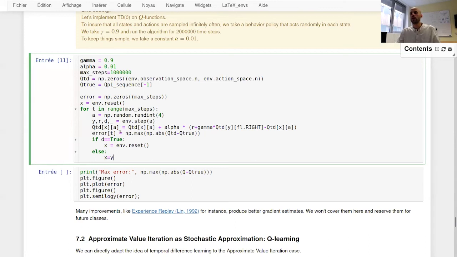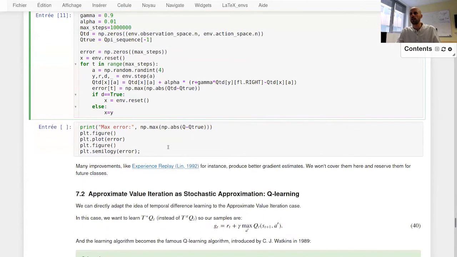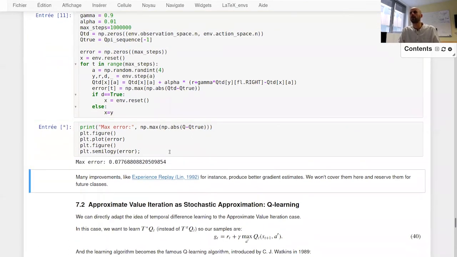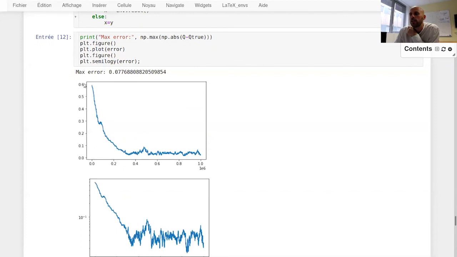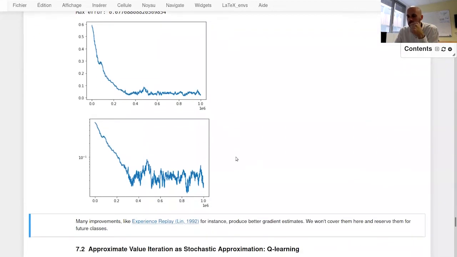So while I was talking, the computation is finished. I will just plot the maximum error we make after learning. So this is in the order of 10 to the minus 2. And here is the plot of the error decreasing between Q true, which was computed with the model, and the Q that is actually computed with TD0. So we're converging to a decent approximation of QPi.